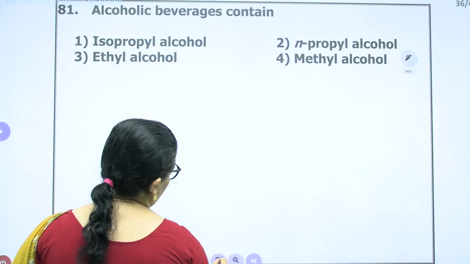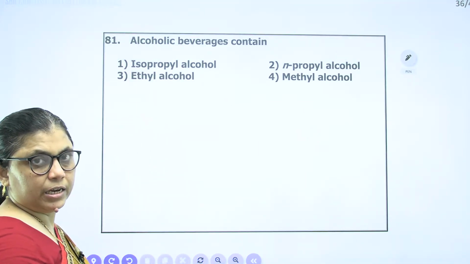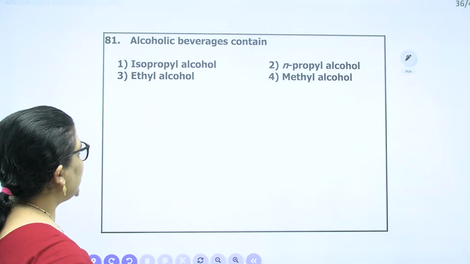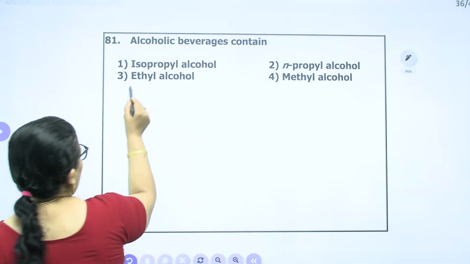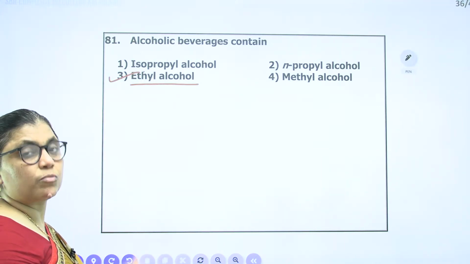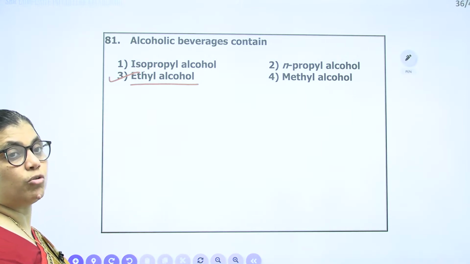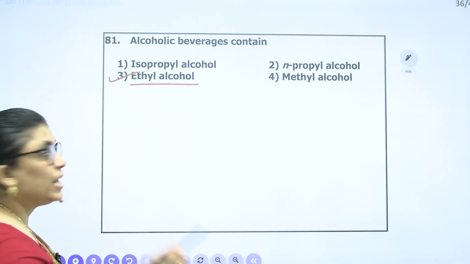Question number 81. Alcoholic beverages contain what? Ethyl alcohol. Methyl alcohol makes it poisonous. It is the character that makes the mixture denatured.